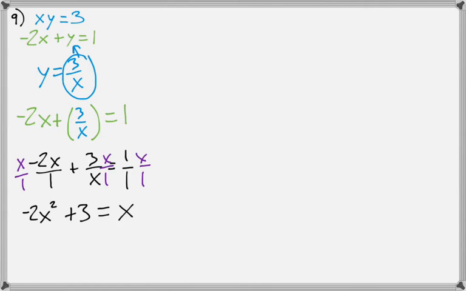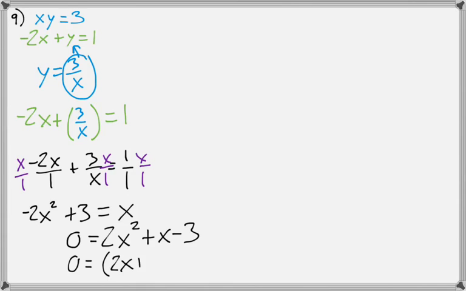So I want to get everything onto one side and 0 on the other and then solve by factoring. Or you could use quadratic formula. So I'm going to move everything to the right so that my x squared is positive. So 2x squared plus x minus 3 is equal to 0. And then if you factor that, that's going to be 2x plus 3 and x minus 1.